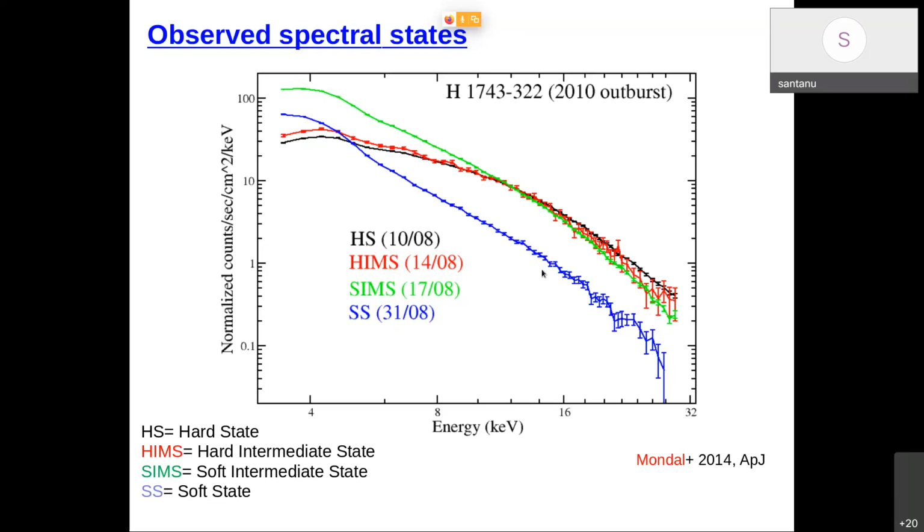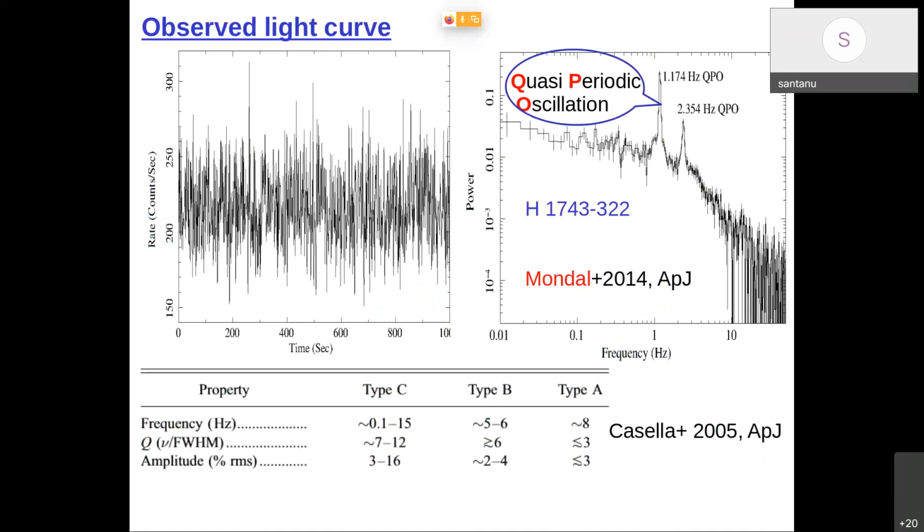Apart from these spectral properties, we can see timing properties also. For example, if we take a light curve for the same source and look at the count variation with time, we cannot see much. But if we take the Fourier transform of that light curve, we can see two prominent peaks, one at 1.174 Hz and another at 2.35 Hz. So this 2.35 is almost twice that of 1.17. So basically we found a 1:2 QPO frequency.